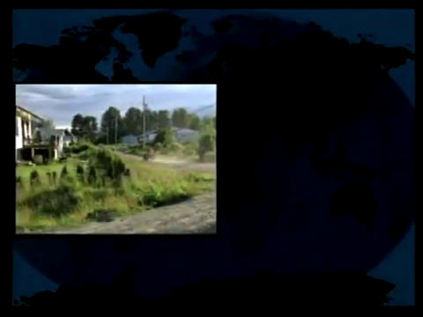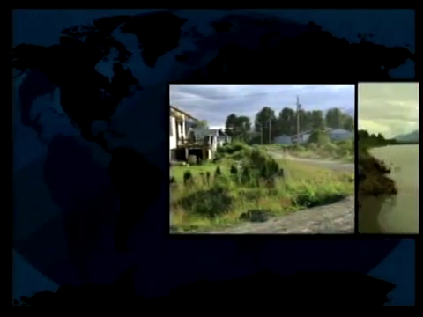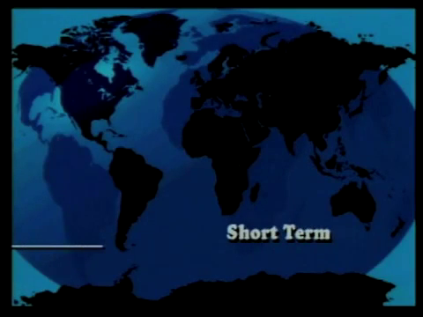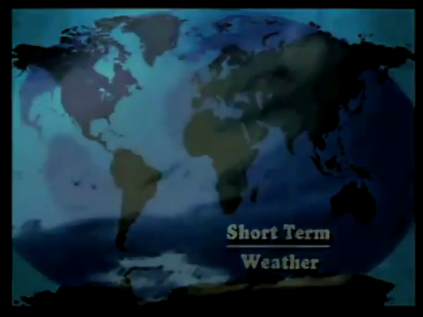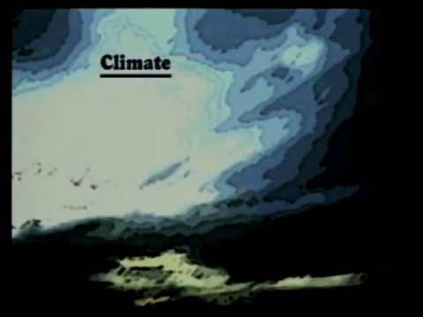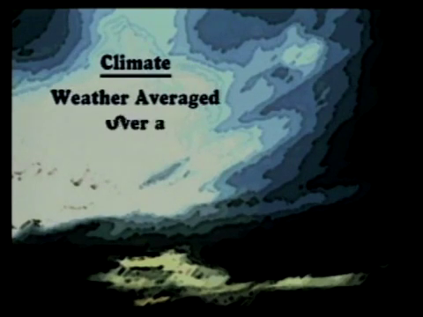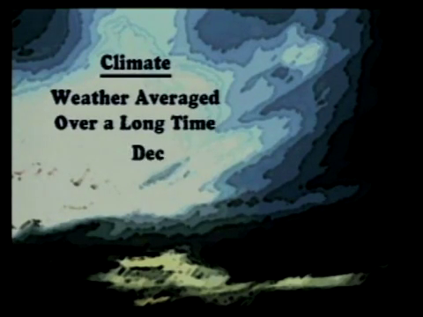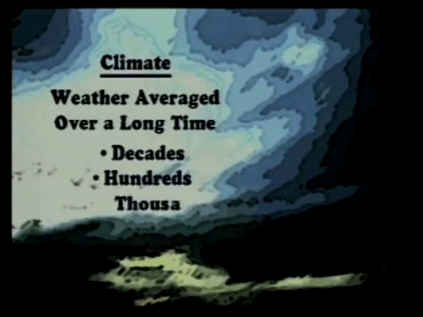Of course, there are days in many places throughout the world when it is warm and dry, but on other days cool and overcast, and still other days cold and snowy. In the short term, rain or snow, heat or cold, is a place's daily or weekly weather. A place's climate, on the other hand, is its weather averaged over a long time, decades, hundreds, even thousands of years.